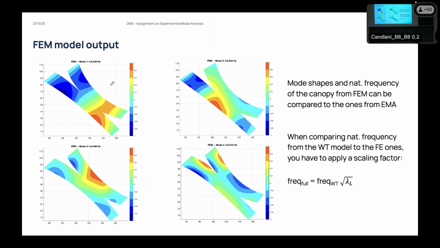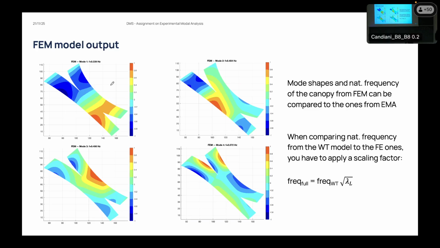So in one of the map files, you have the mode shapes that have been computed with the finite element approach. Pay attention that to be able to compare your results with the ones from the finite element approach, you should normalize the mode shapes between -1 and +1, otherwise the colors will surely be different. And then, to be able to compare the frequencies, you should apply to the wind tunnel models, the ones between 2 and 8 Hz, a scaling factor that is the square root of lambda L, where lambda L is 1 divided by 70.